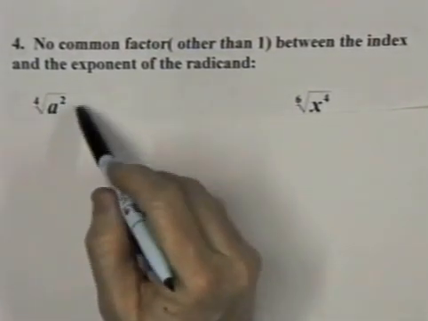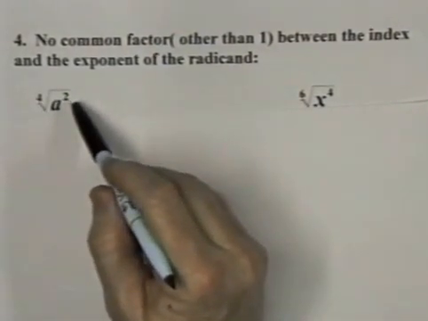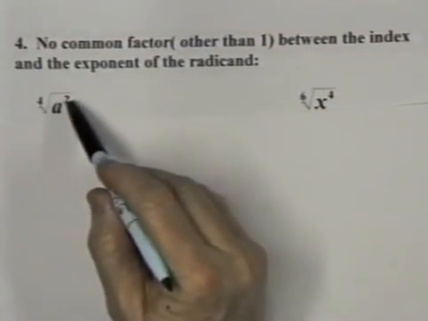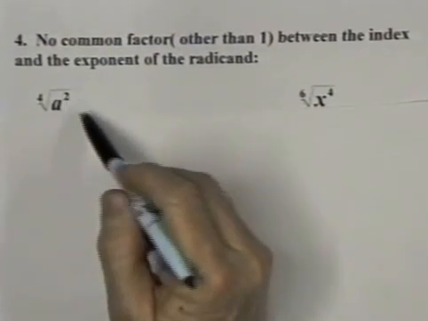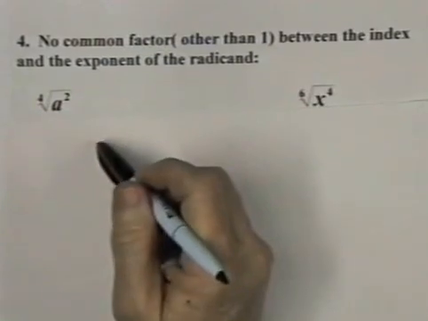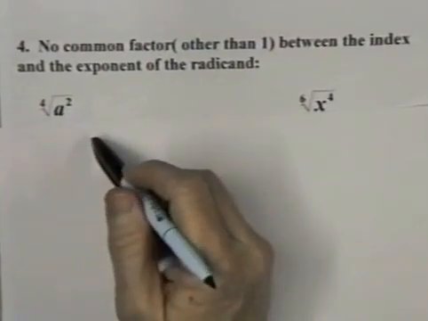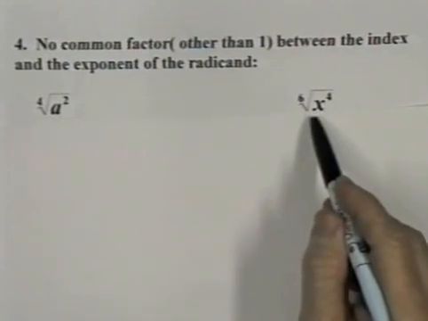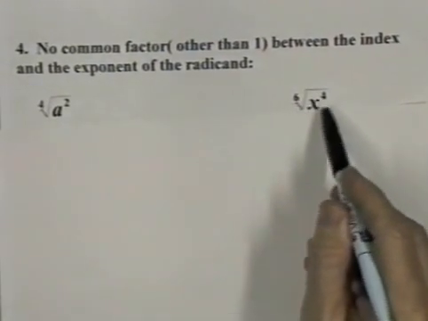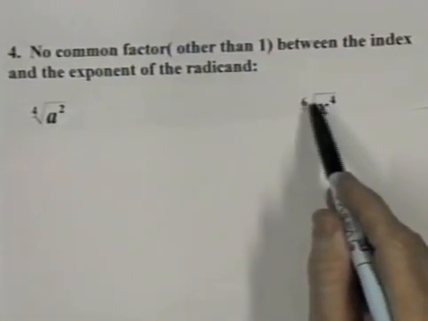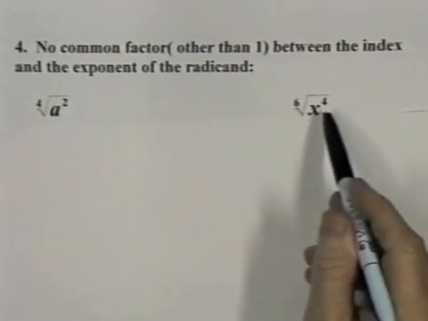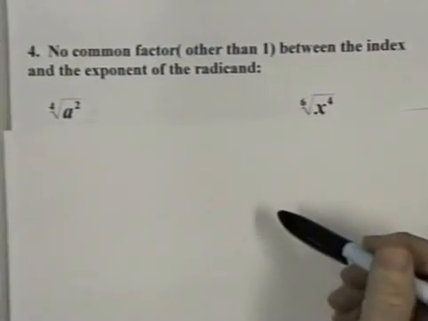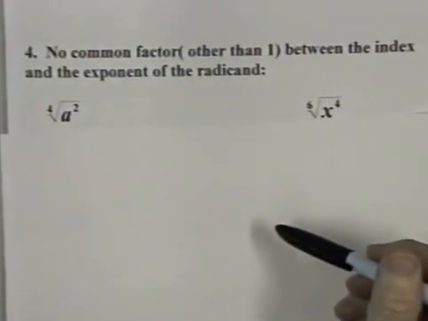We will say that a radical expression that has a common factor between its index and the exponent of the radicand is not in simple form. That is, there's a simpler way to write that, and we'll choose to write it that way. Same thing here about the 6th root of x to the 4th. Obviously, 6 and 4 have a common factor of 2, and so this is not in simple radical form.